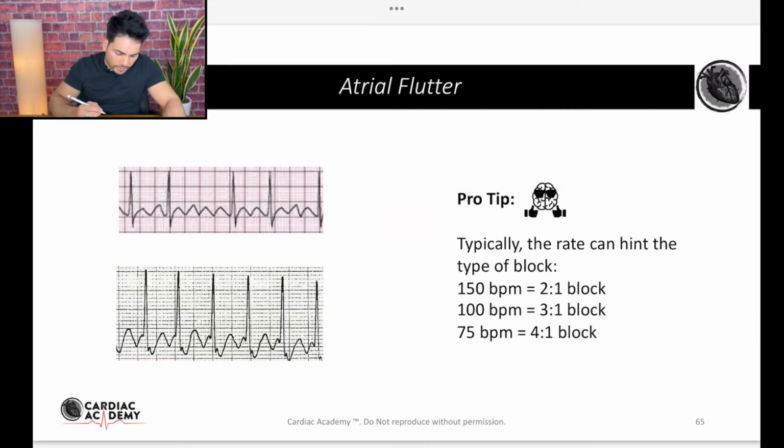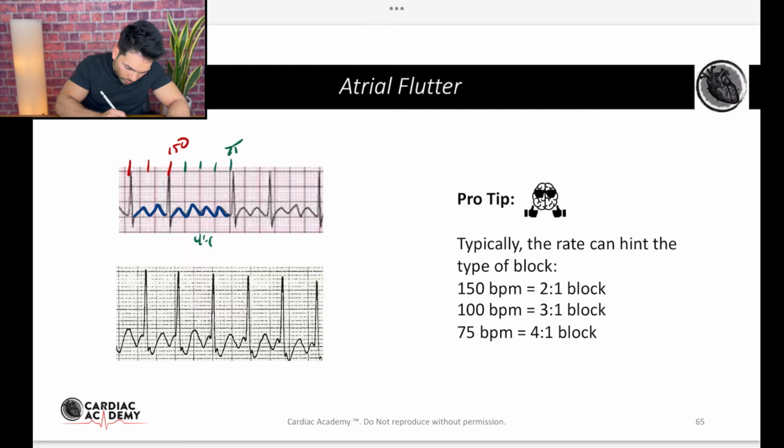We can see that here in this example. Here we see a QRS and a QRS, and we can calculate the heart rate. So it's 300, 150. And here we can very easily see 2 flutter waves in between them. Here, 1 and 2. So this is a 2 to 1 block. Next, we see 1, 2, 3, 4 flutter waves, and we can also calculate the heart rate. So it's 300, 150, 100, 75. And we see a 4 to 1. So here is 4 to 1, and the first one is 2 to 1.